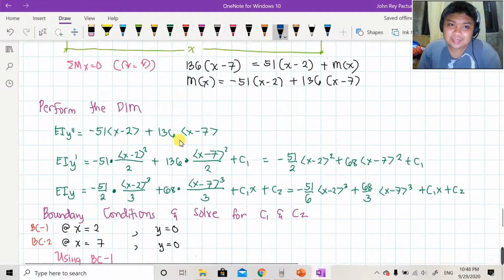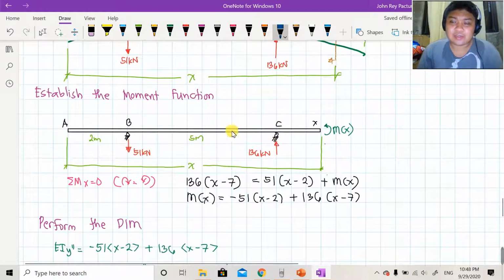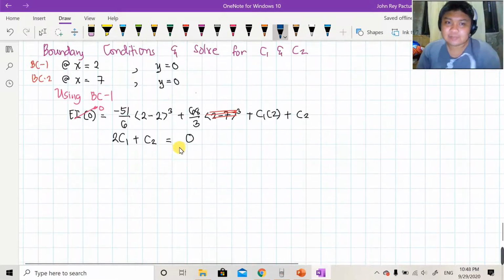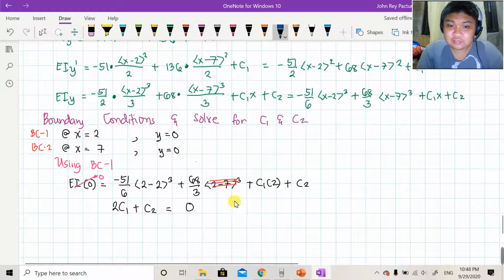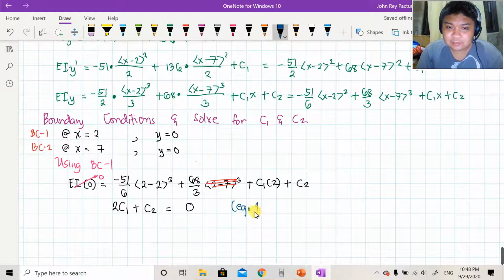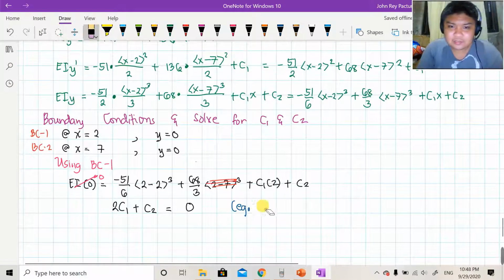So, this is what happens, class, when the support has an overhang, or when the beam has an overhang. We solve two equations with two unknowns. So, this will be your equation number 1. Okay? So, let us write equation 1.